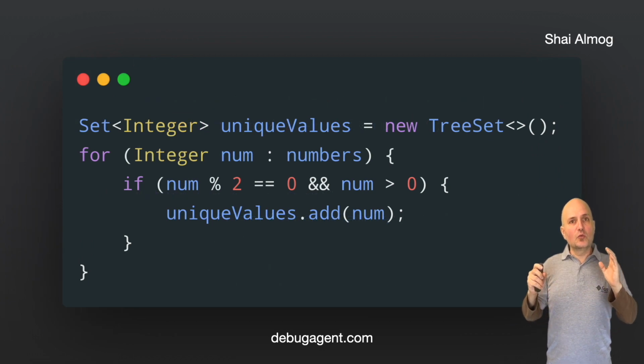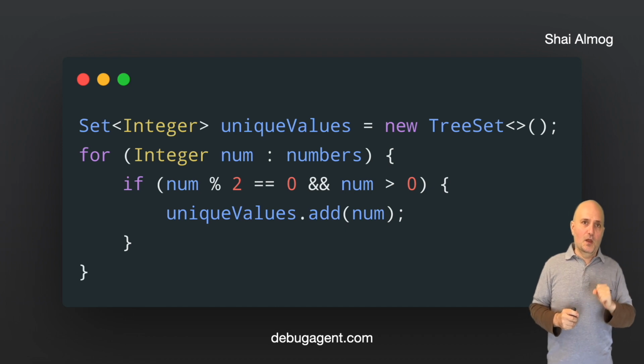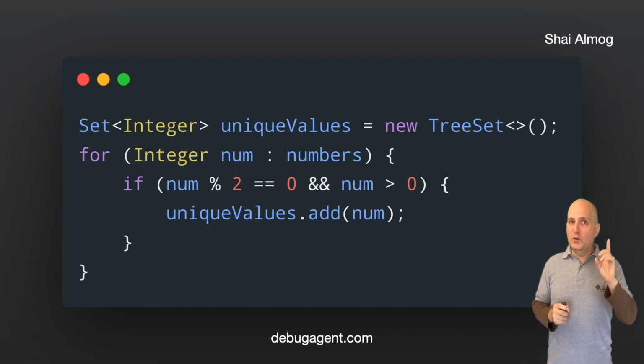We can do the same thing using a for loop, as shown here. A set allows only one instance per object. Tree set is sorted, so we do not need to sort at the end. This only leaves the loop and numbers, which is a simple if statement.